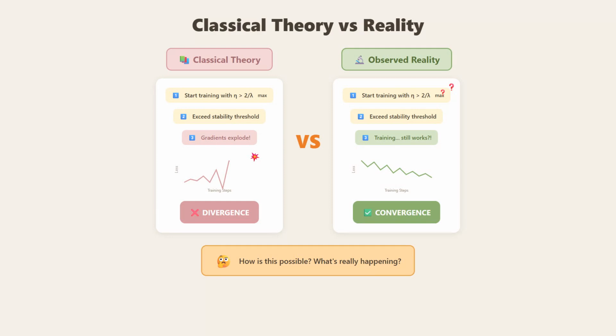Step 1. You start training. Step 2. You exceed the stability threshold. Step 3. And here's the surprise, training keeps working. The loss might oscillate and behave chaotically, but overall, it still decreases. The network still learns. This is a genuine contradiction. Classical convex optimization theory says this shouldn't work, yet neural networks do it all the time. So either our theory is wrong or something more subtle is happening that the classical analysis doesn't capture. This mystery is exactly what edge of stability research seeks to explain.